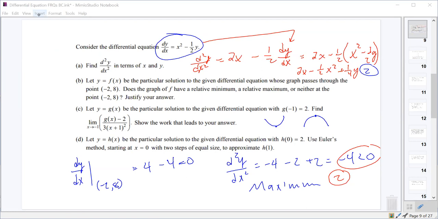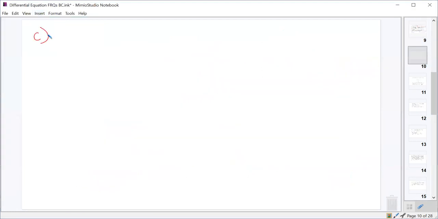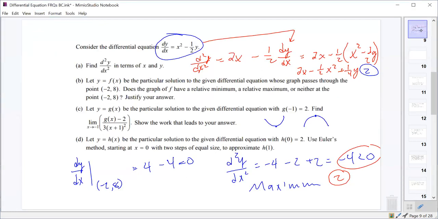All right. So part C gave us g of x, which is a particular solution to the given differential equation with g of -1 equal to 2. So then we're going to find this limit. So we have this new initial condition.